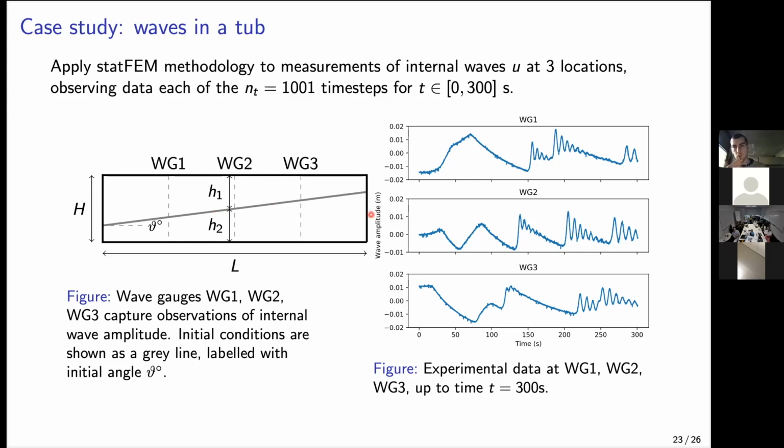And we're going to assume that we observe each of these at every single time step in our model, and the data looks something like this here. So at each of our time points up to 300 seconds, we have this data at wave gauge 1, wave gauge 2, and wave gauge 3 for the internal wave displacement. So the wave displacement, meaning the displacement from the mean value of 0. This is in meters. So it varies on the order of about 2 centimeters plus or minus.